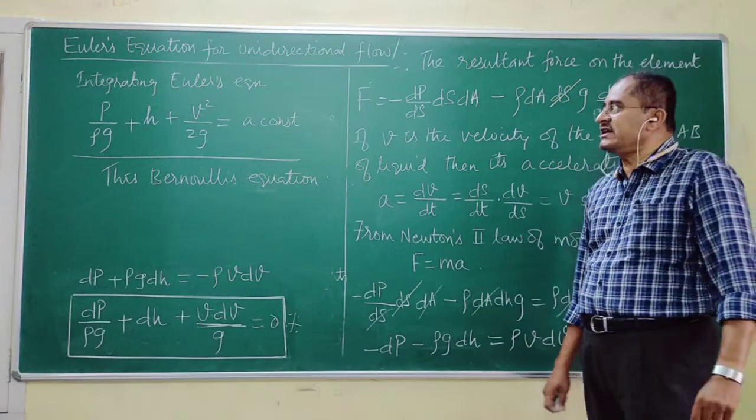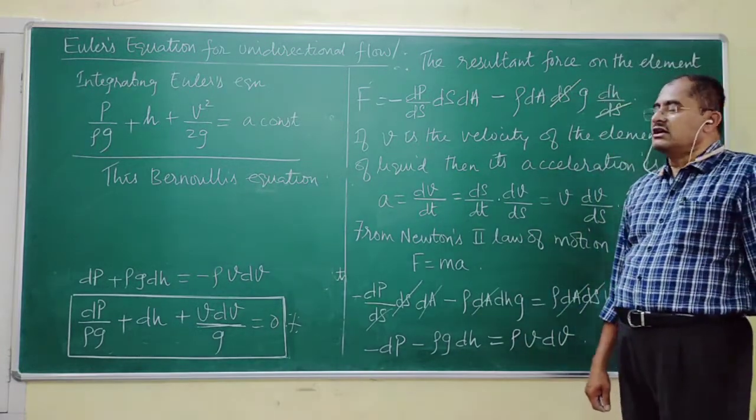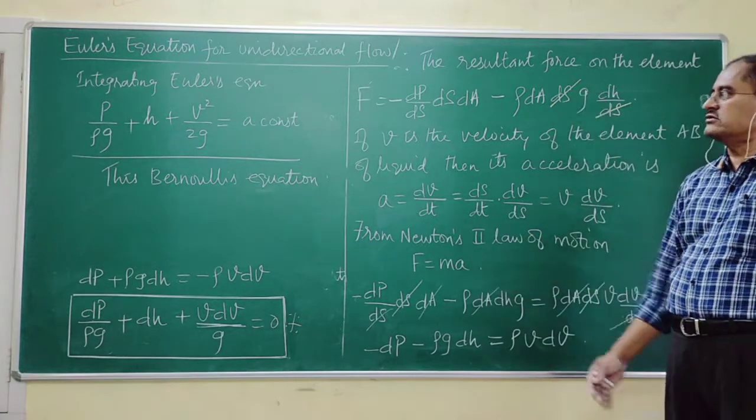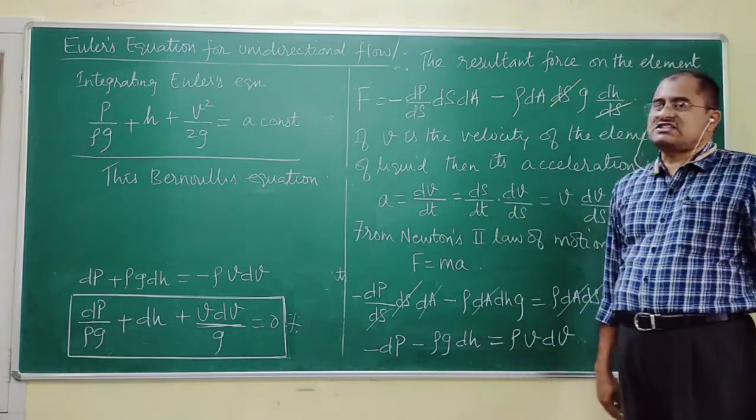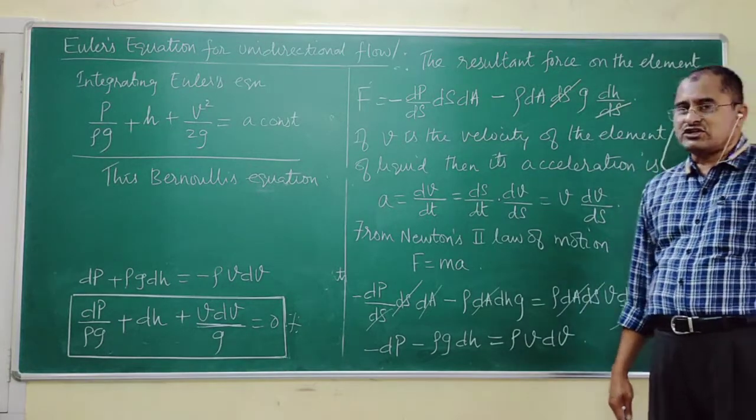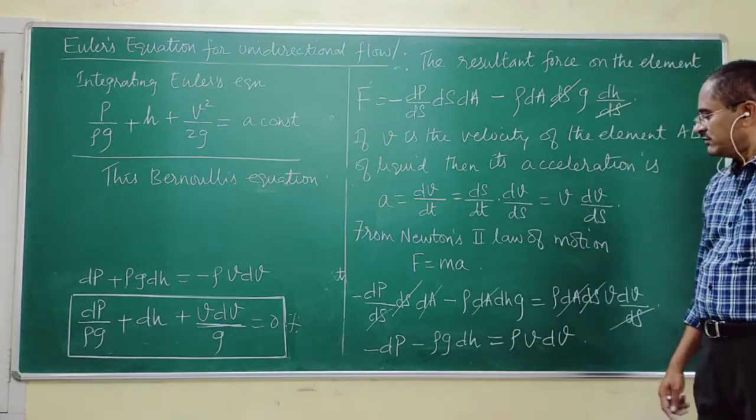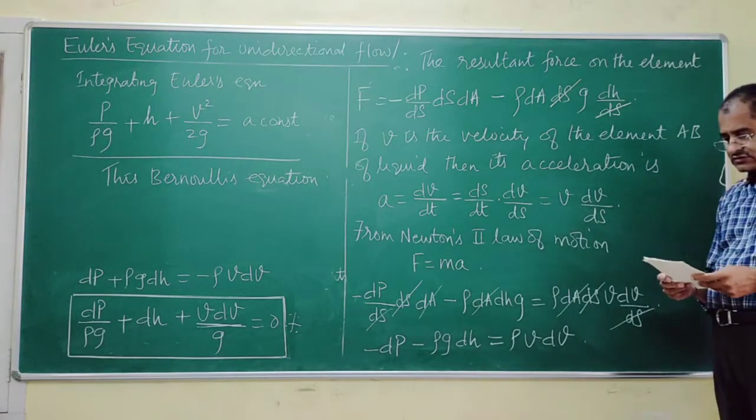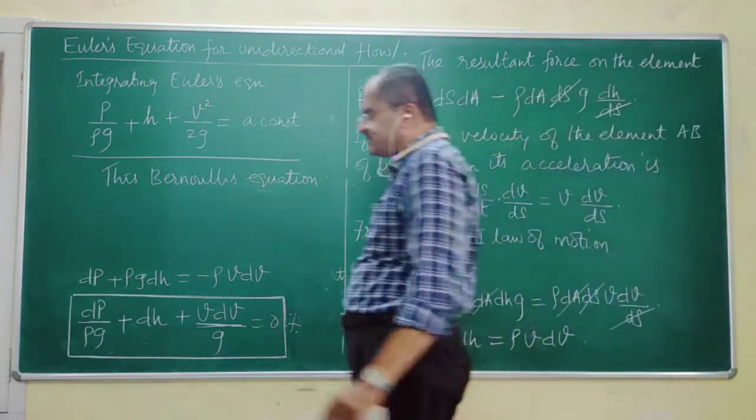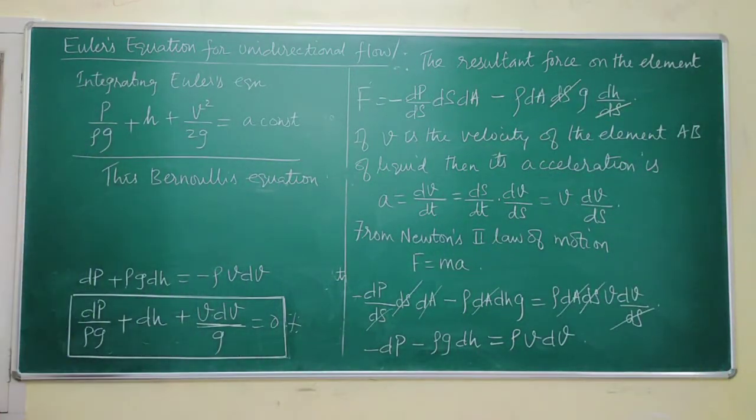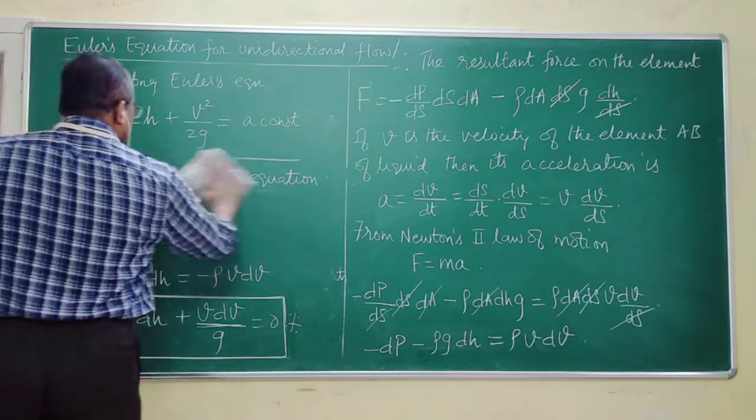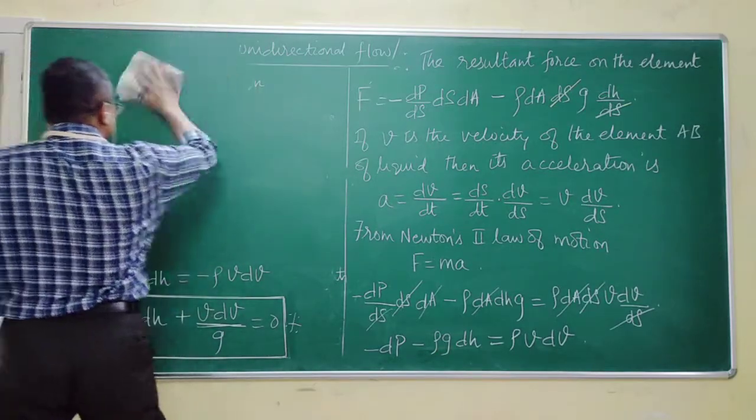So the question asked will be: derive Euler's equation for unidirectional flow. This is what you need to do. You end up with Bernoulli's equation by integrating Euler's equation of motion. Please take down, if you have taken down this, we will rub this off and go into the next topic for discussion. I will also draw a diagram for that. Or shall I rub this off? I will rub this off and go into the next topic for discussion.